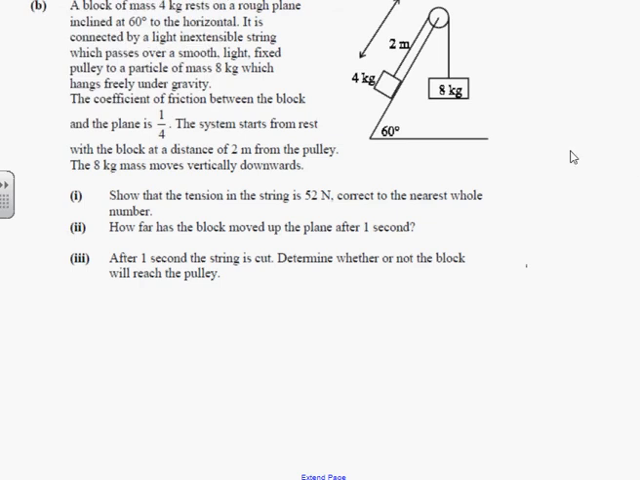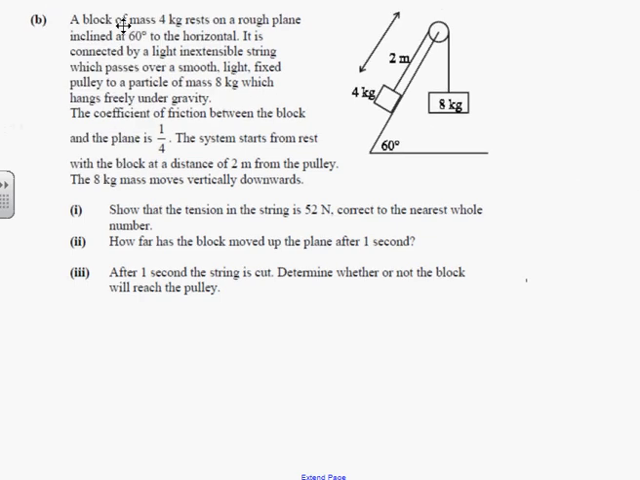What we have here is a block of mass 4 kilograms rests on a rough plane inclined at 60 degrees to the horizontal. It's connected by a light inextensible string which passes over a smooth light fixed pulley to a particle of mass 8 kilograms which hangs freely under gravity. The coefficient of friction between the block and the plane is 1/4. The system starts from rest with the block a distance 2 meters from the pulley. The 8 kilogram mass moves vertically downwards. Show that the tension of the string is 52 newtons, correct to the nearest whole number.